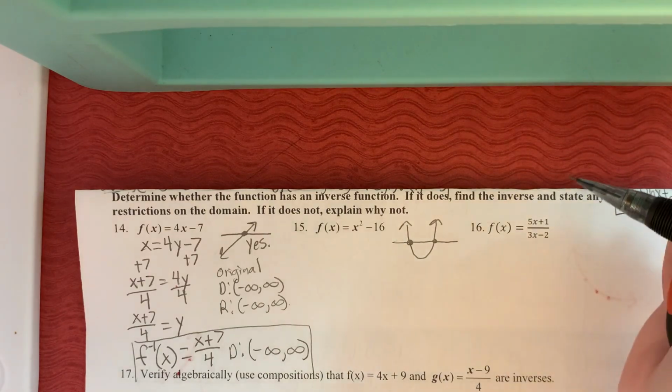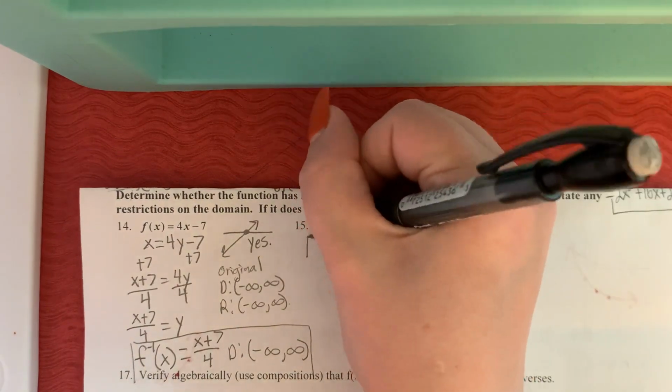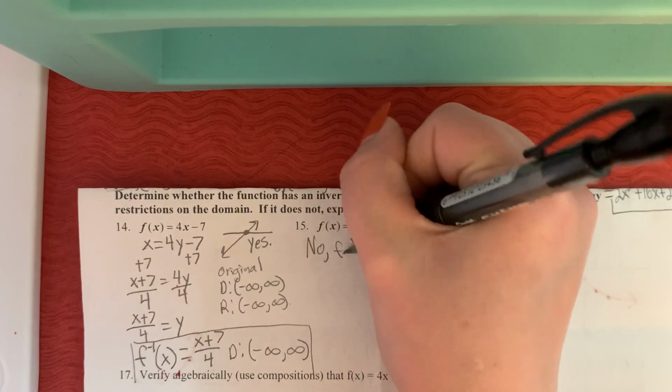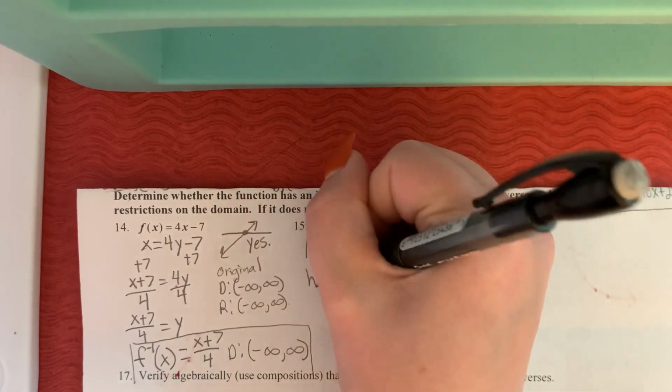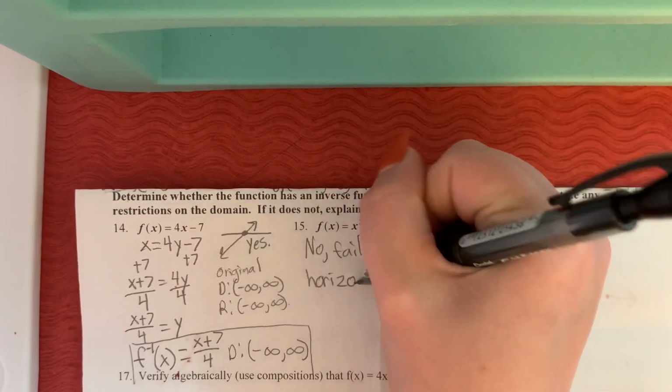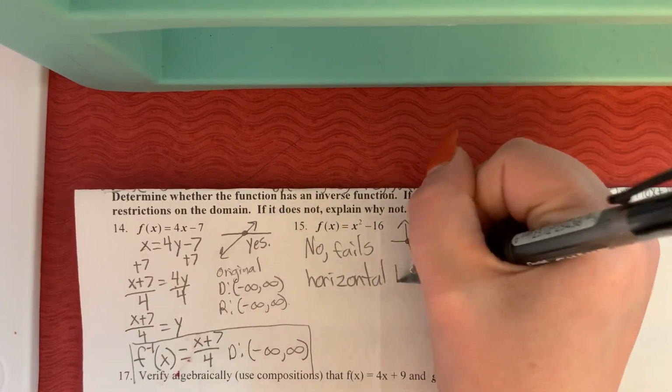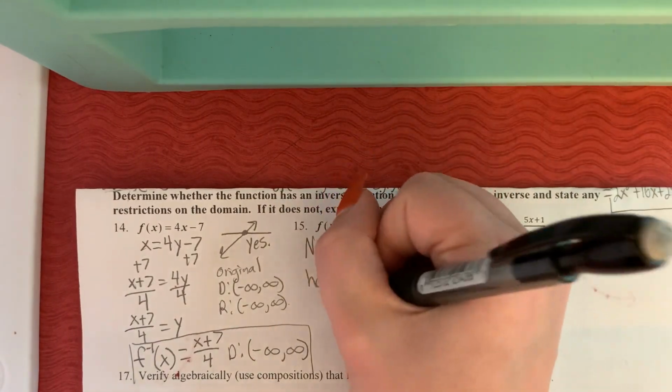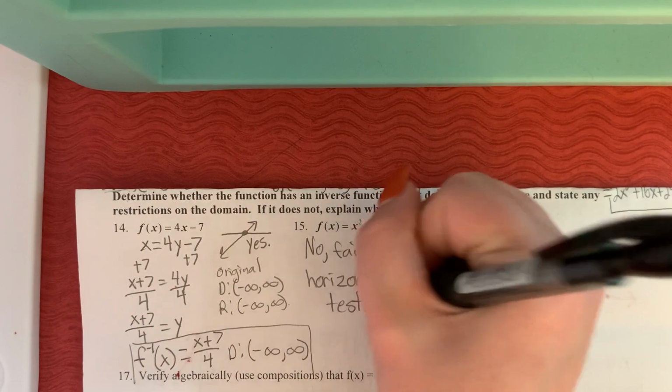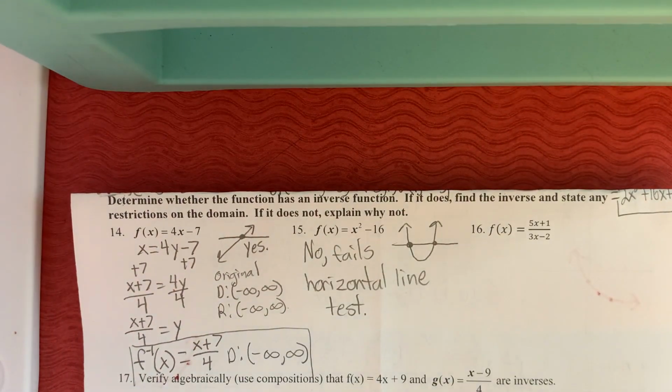And it does ask us to explain. So we would say no, because it fails the horizontal line test. So this does not have an inverse because it fails the horizontal line test. You don't need to write like an entire paragraph for me, just fails the horizontal line test is enough.